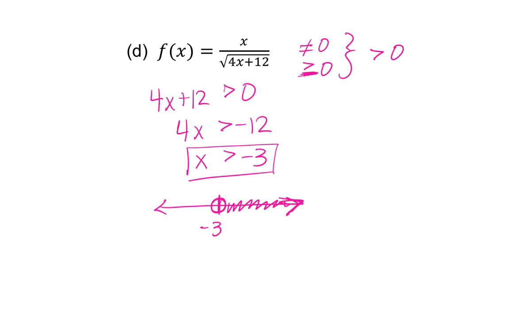So what does that look like as interval notation? So we go -3 to infinity. Not brackets. Not ever brackets. Or your set builder, x such that x is greater than -3.